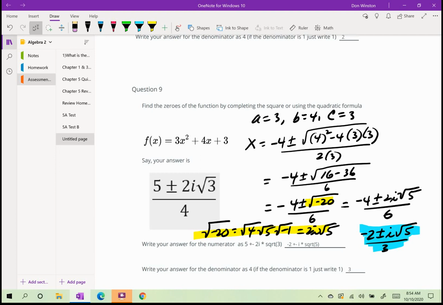Square root of negative 20 is equal to 4 times 5, the square root of 4 times the square root of 5 times the square root of negative 1, which is just 2i root 5. So now we have negative 4 plus or minus 2i root 5 over 6. I can simplify out of 4, 2, and 6. I can divide those three numbers by 2. So again, negative 2 plus or minus i root 5 over 3.